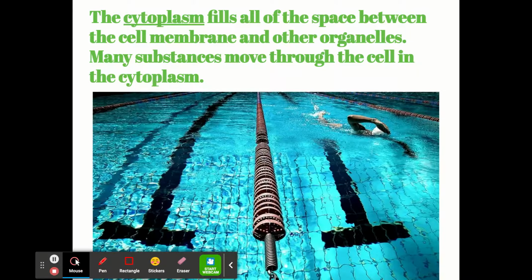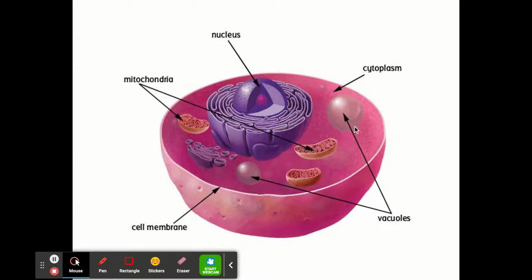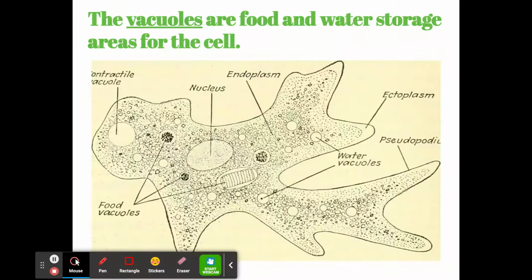So that's the cytoplasm. And so that's all of this, what looks to be empty space in between all of the other organelles and the cell membrane, but it is actually a clear gel-like fluid. And it's found in plant cells as well. All cells have cytoplasm.